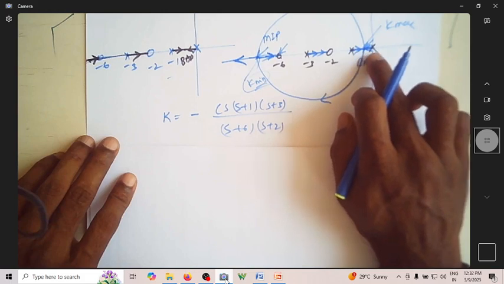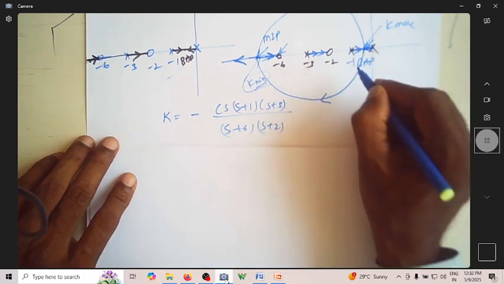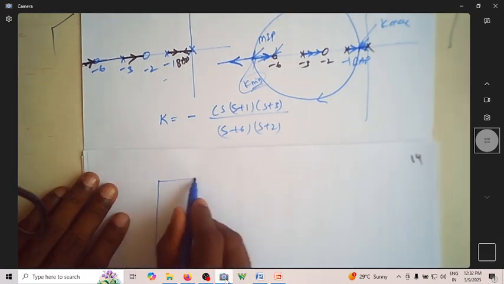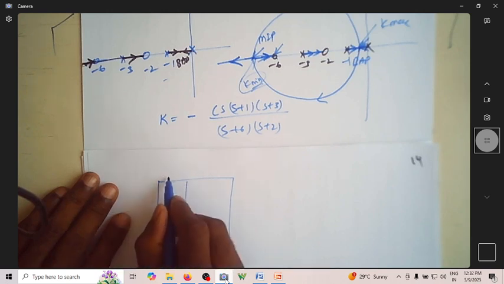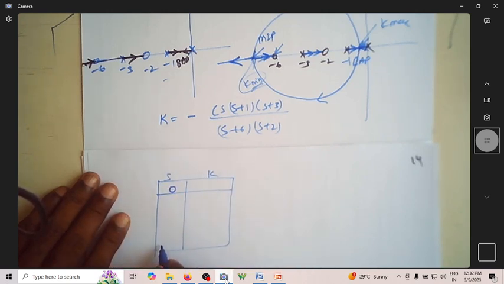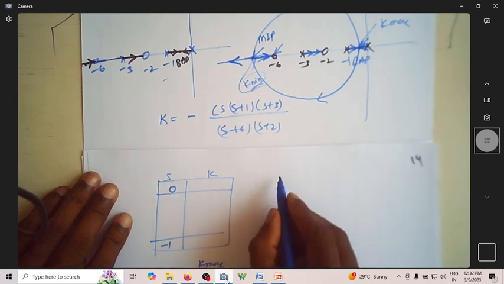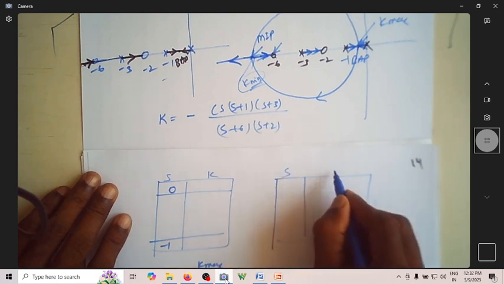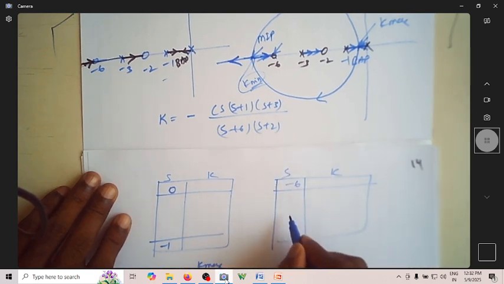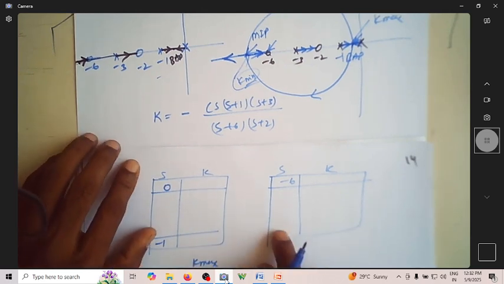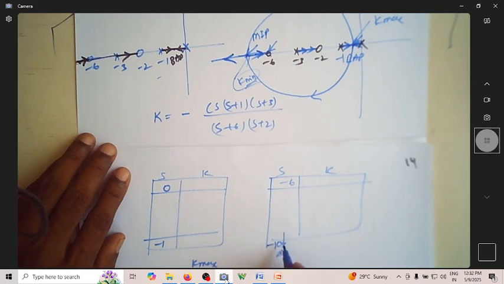You are looking at a maximum value of k between 0 and -3. So using this, let me use two tables. In one table, it is the value of s and k starting from 0 and -1. You are looking for k max. There is another table starting from -6 and a large value, infinity. Of course, let us not go to infinity. Let us go to some -10, -15.